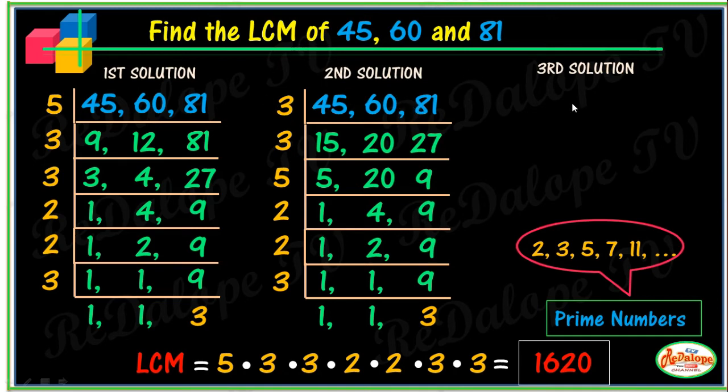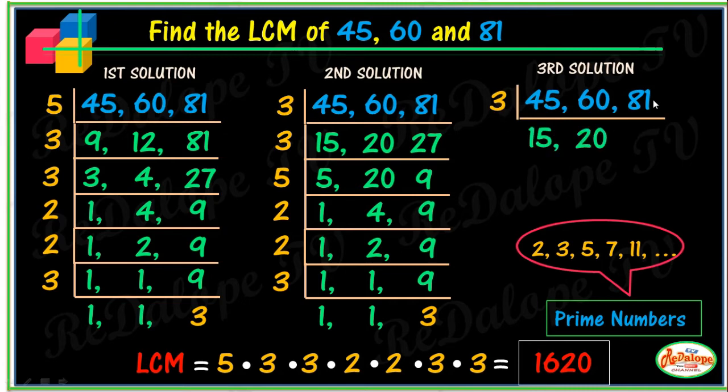What about the third solution? 45, 60, 81. Now, if you take notice, 45 and 60 can also be divided by 3. So let us divide this by 3. 45 by 3, so that's exactly 15. 60 by 3, so that is 20. 81 divided by 3, that is equal to 27. Now 15 and 20 are numbers which are exactly divisible by 5. So let us divide this by 5.